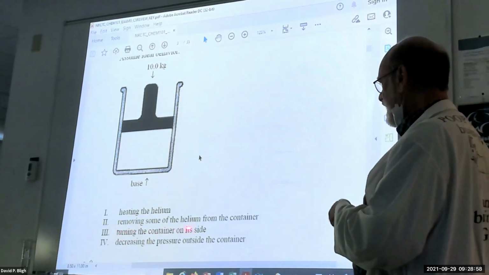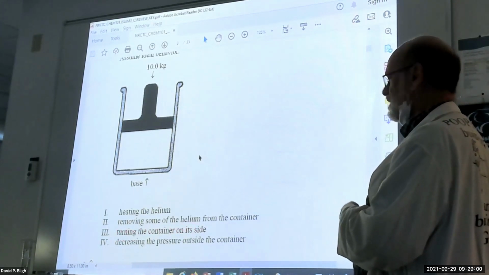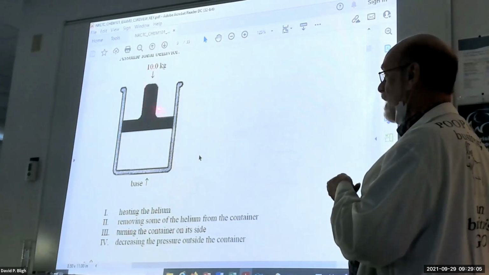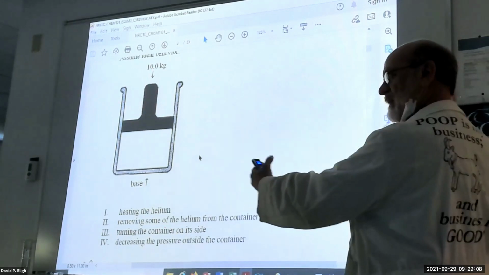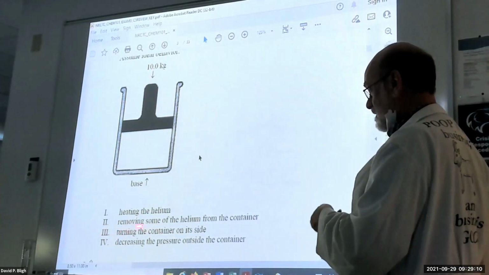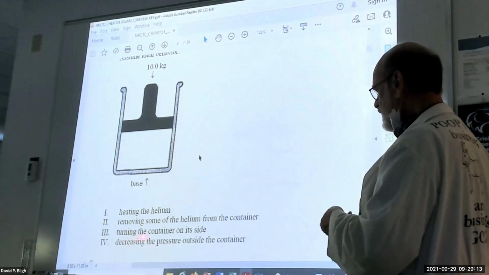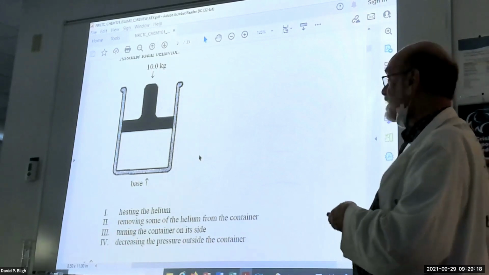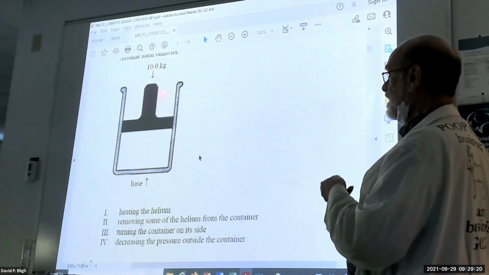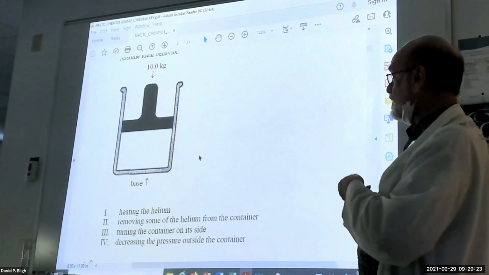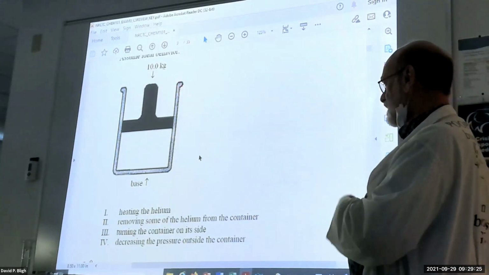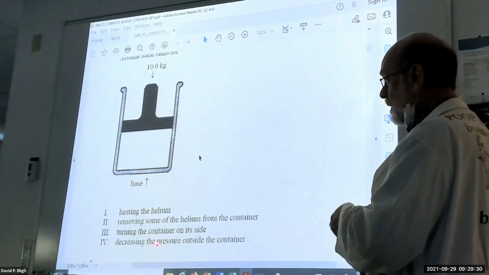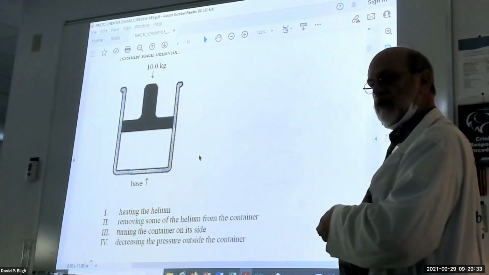How about turning the container on its side? That ought to do it. Turn it on its side, then you don't have that 10 kilograms pushing on it, and it will expand its volume. So 3 is a candidate. How about this one? Decrease the pressure outside the container. That ought to do it too, right? Because it's not just the 10 kilograms here. We don't indicate it, but there's air pressure there. So if you decrease the pressure outside the container, yeah, you get a change. So 3 and 4 are good answers.